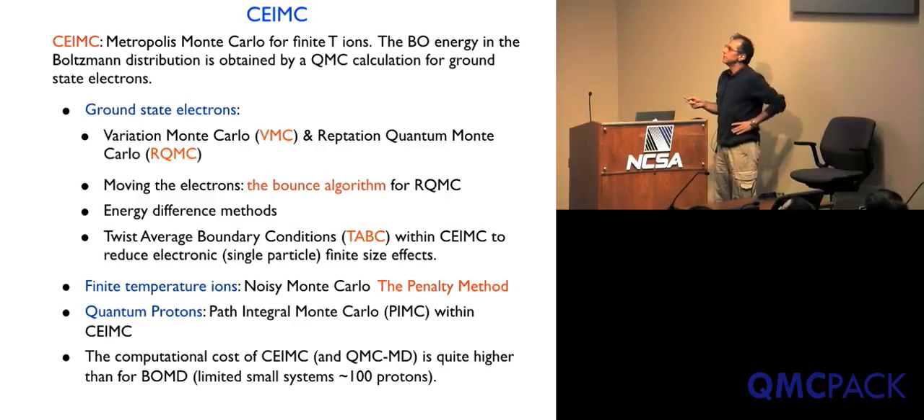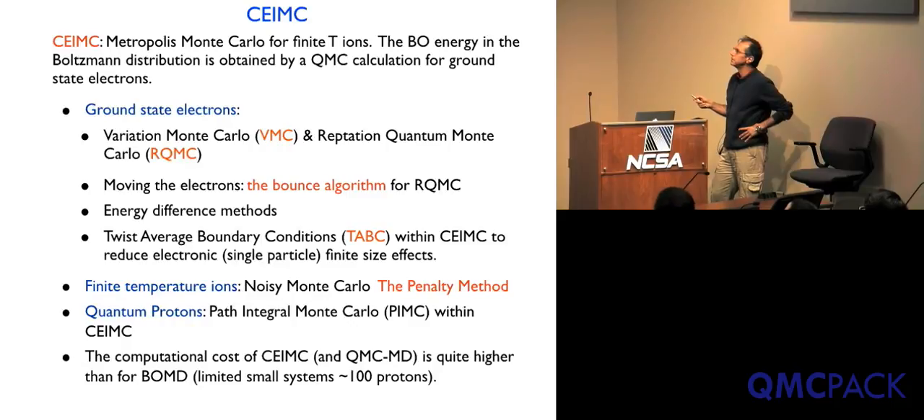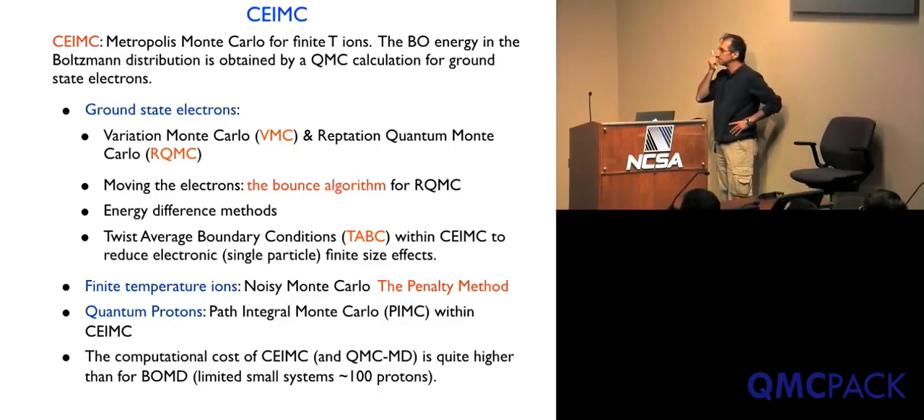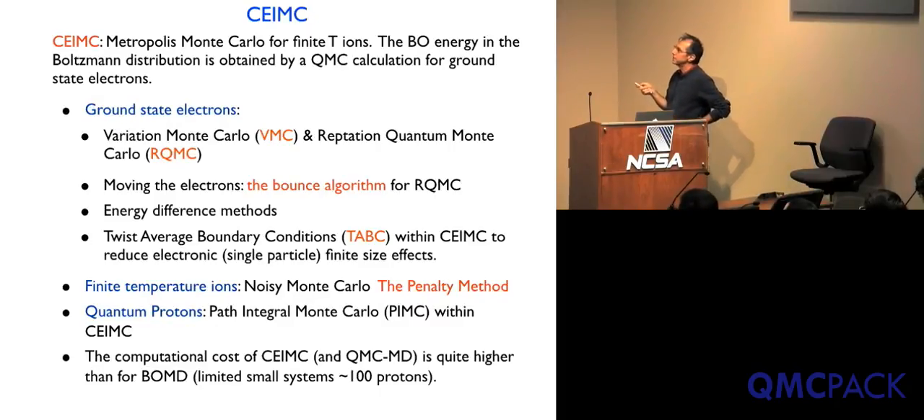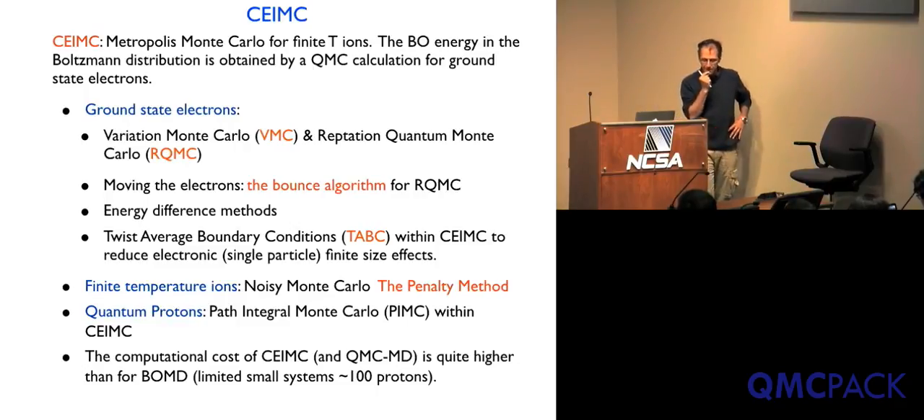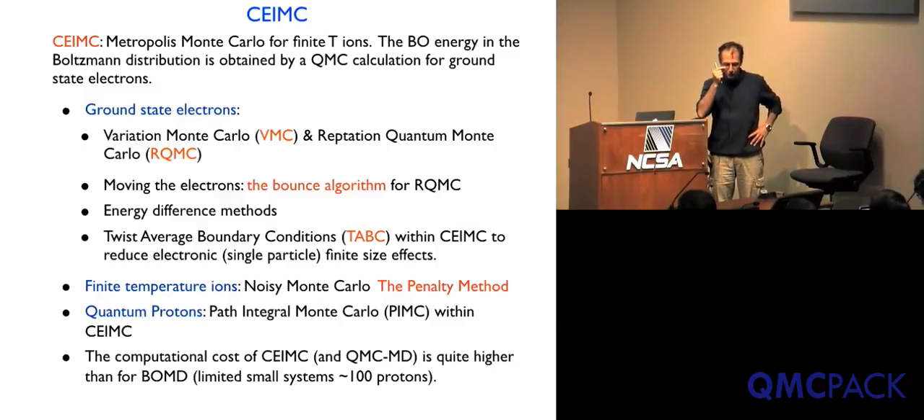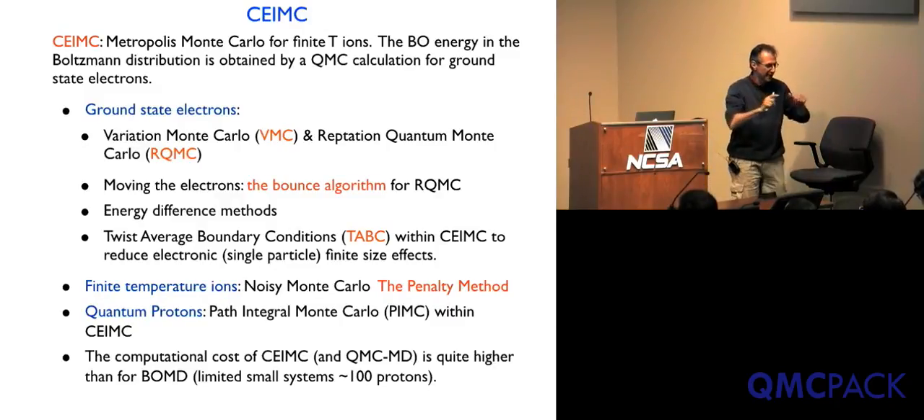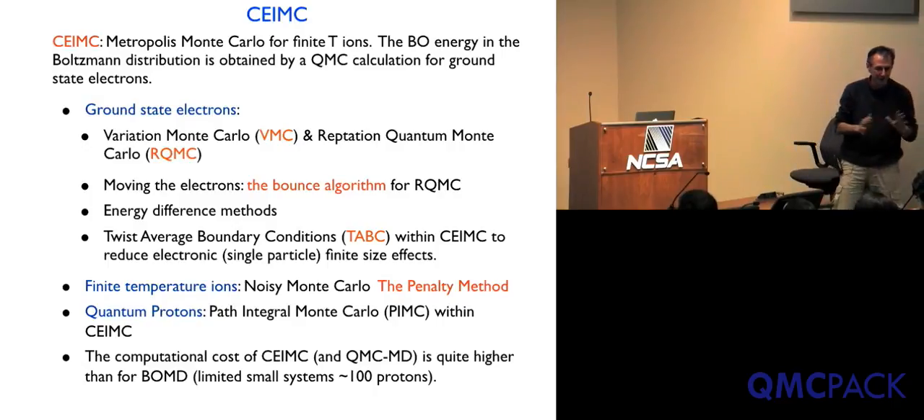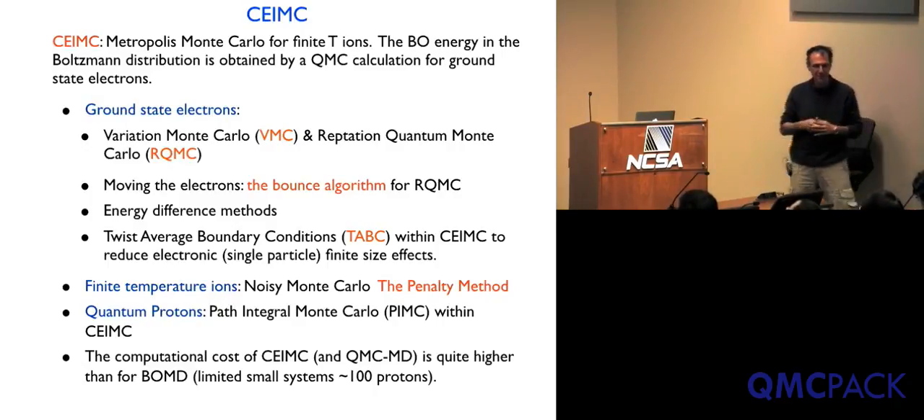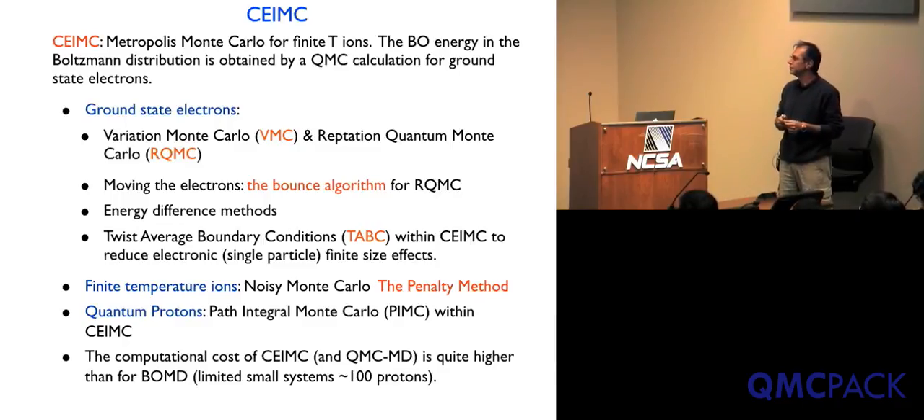So as I said, we do a Metropolis Monte Carlo for finite temperature ions, and the Born-Oppenheimer energy in this Metropolis Monte Carlo is obtained by ground state QMC for the electrons. Now, variational, as you have learned in these days. Of course, here there is one peculiarity of our method: we don't have pseudopotentials here. Hydrogen is simple. We have 1/r interaction. So this is one simplification with respect to the difficulty of QMC.